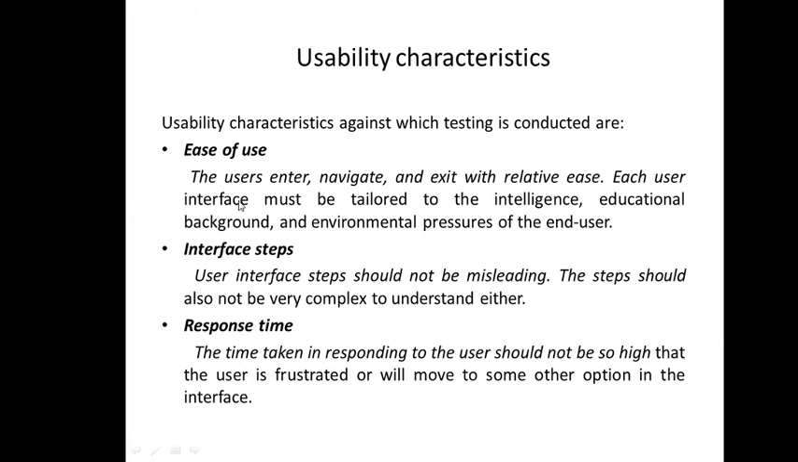The second one is interface type. The user interface should not be misleading. Say I click on a particular button that must navigate me to a student information page, but mistakenly it takes me to the employee information page. This must not happen. The interface or the navigation must be proper. It must lead to the proper page whichever is requested. It must not be misleading. Then the response time.